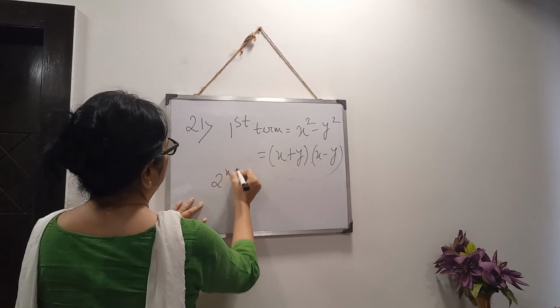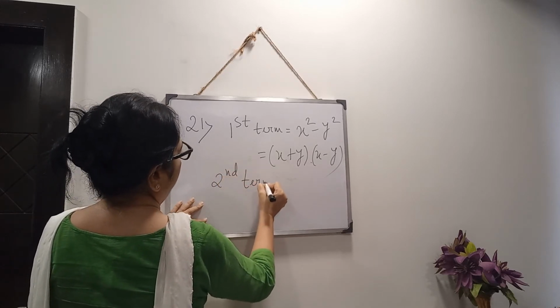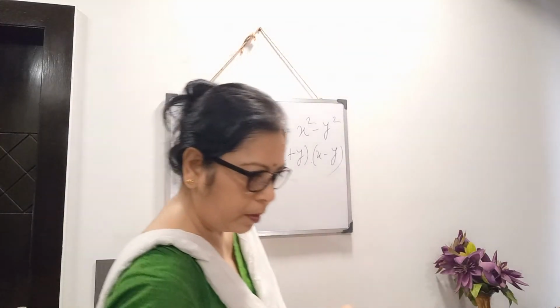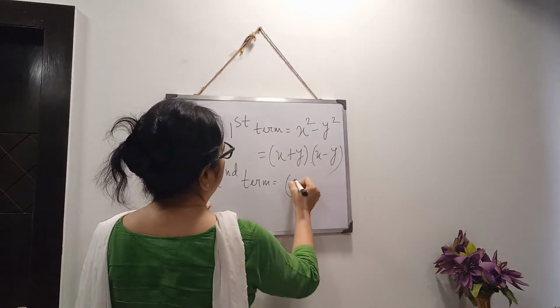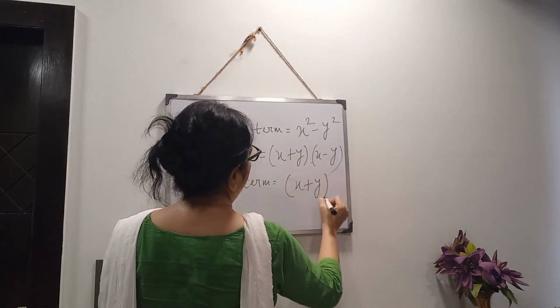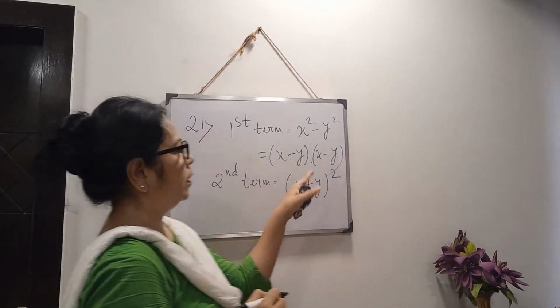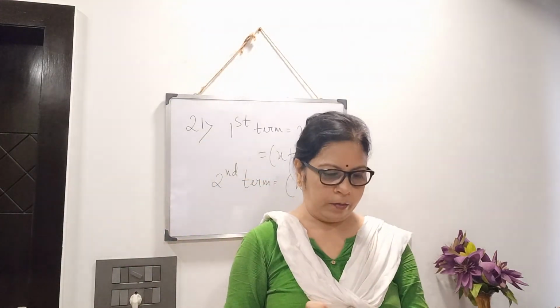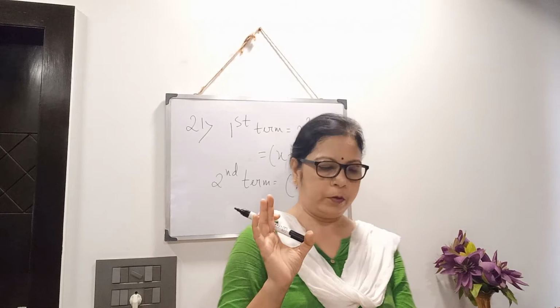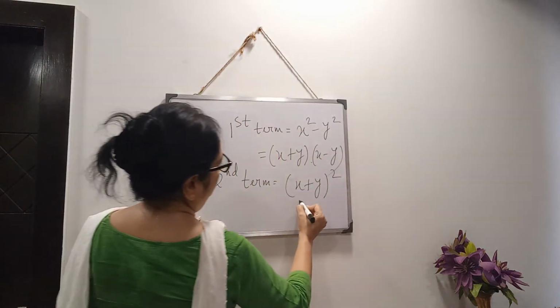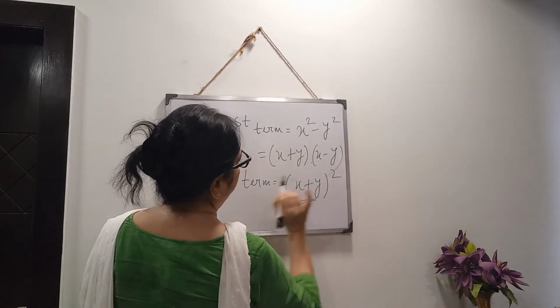Now second term, x plus y whole square. X plus y whole square. So this one, here you will not break it in that formula. By that formula, A plus B whole square. This is my one factor. Clear? So don't break it.